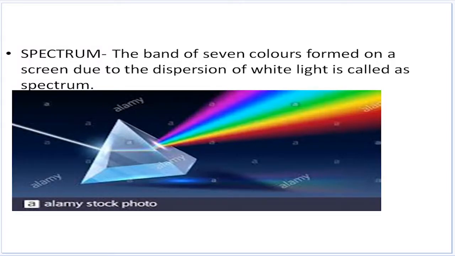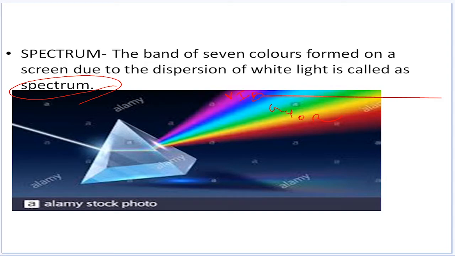Right? So what are these bands of colors called? These bands of colors which are formed on a screen due to dispersion of white light are called a spectrum. So here we can see the spectrum of 7 colors as we see in a rainbow. Basically here this is violet, indigo, overlapping with each other, blue, green, yellow, orange and red. The band of 7 colors of light which we obtain on a screen after light suffers dispersion upon striking a glass prism is called a spectrum.